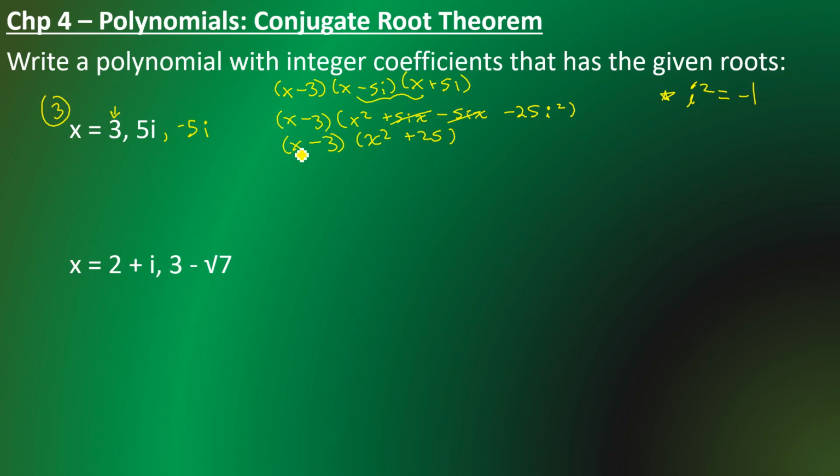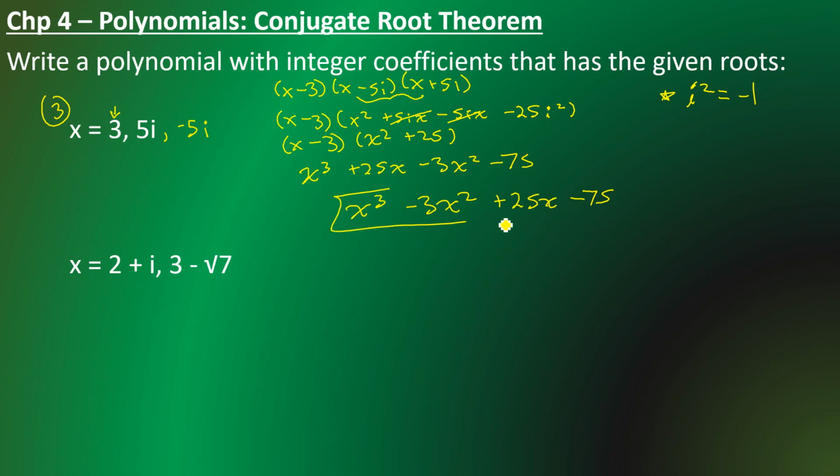At this step, I continue. x times x squared, that's x cubed. x times that plus 25x. Negative 3 now. And negative 75. Now I'll put everything in order. And I'm done. That's the standard form. This polynomial has these roots. So before, we would start with this polynomial and get these roots. Now we're starting with the roots, getting the polynomial.